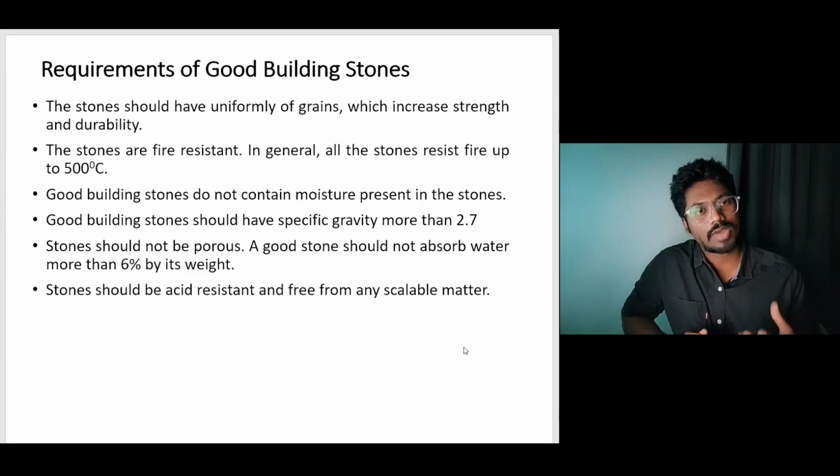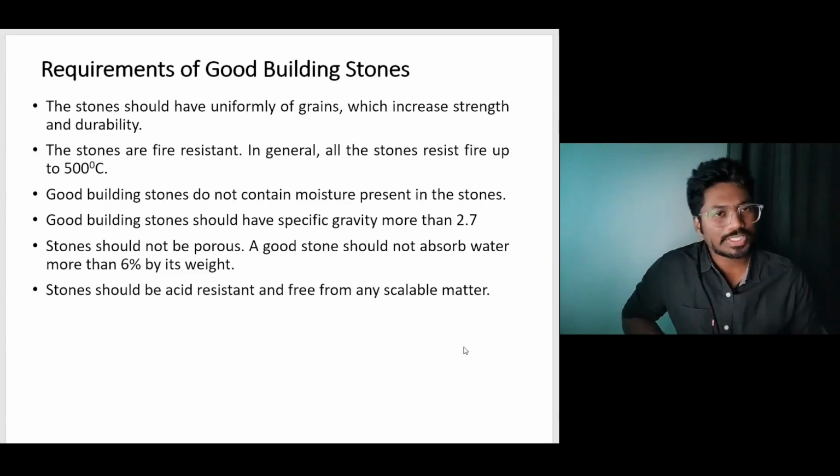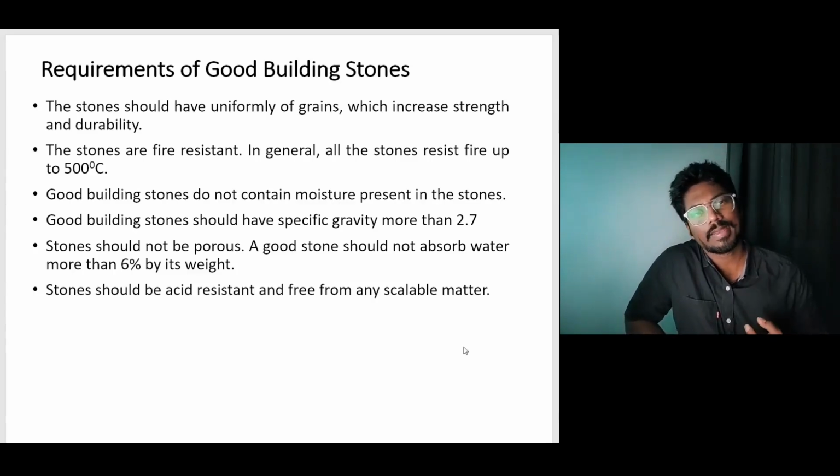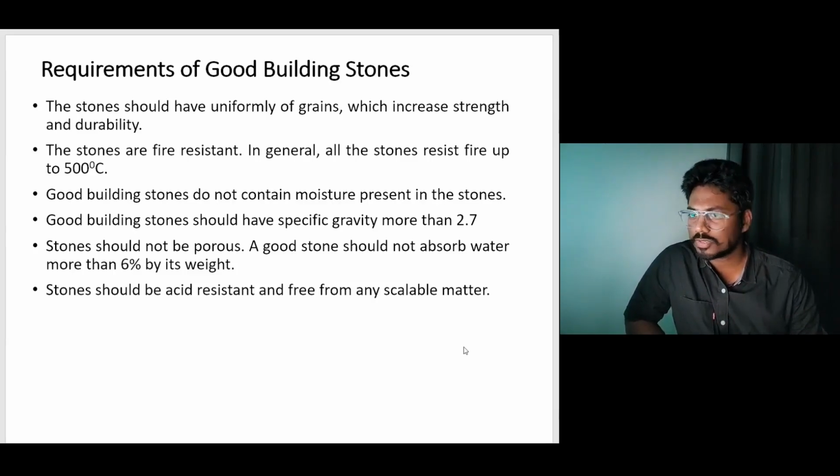Stones, it's best to have the least amount of moisture present in the stone, because moisture will always have the tendency to weaken the strength of the stone when present in it. Stone should not be porous. A good stone should not absorb water more than 6% by its weight.